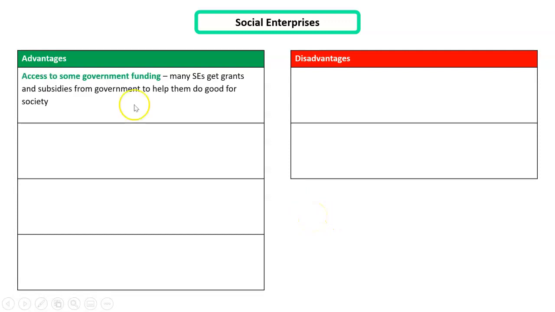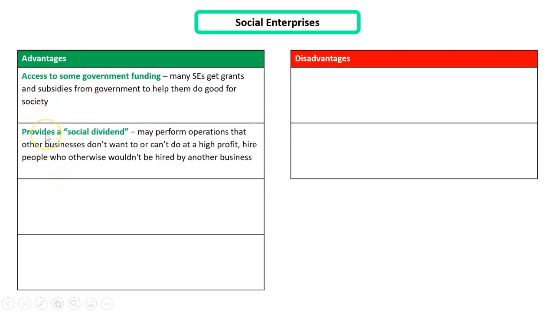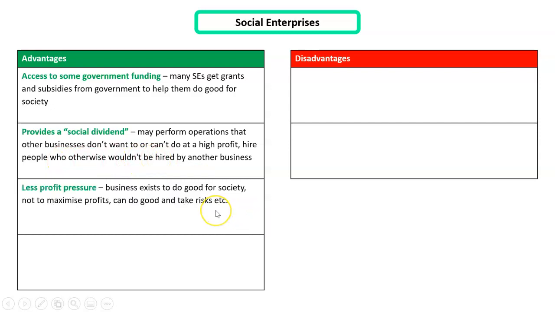So on the plus side, you get access to a lot of government funding because you're doing a good thing. Like Street Cafe hires disadvantaged youth, the government will give you grants and subsidies to help you do that good. If you're not just about profits and maximizing your own individual returns, you want society to benefit, this is the type of business for you because you get what's called a social dividend. You might perform operations that other businesses don't want to do or can't do at a high profit, hire people who otherwise wouldn't get a job somewhere else. That is why you have a social enterprise.